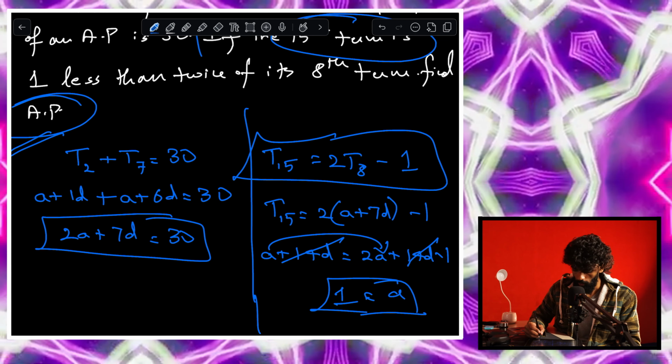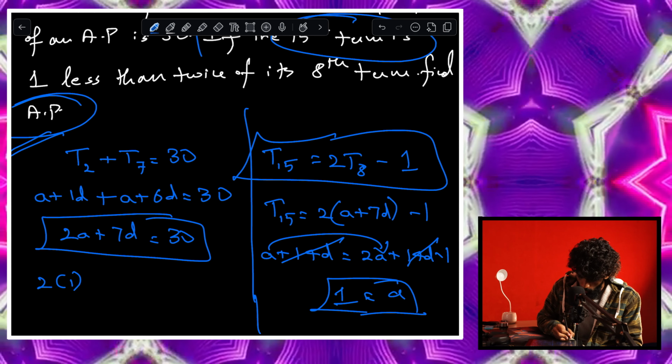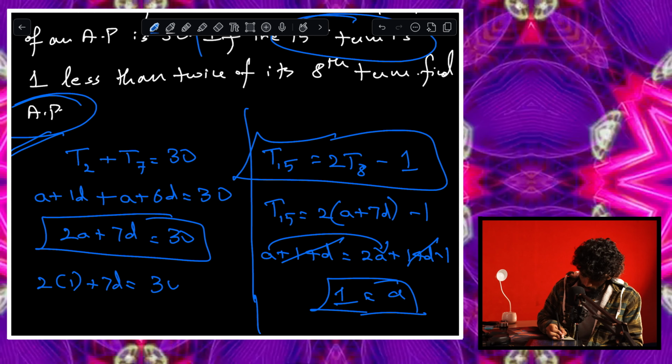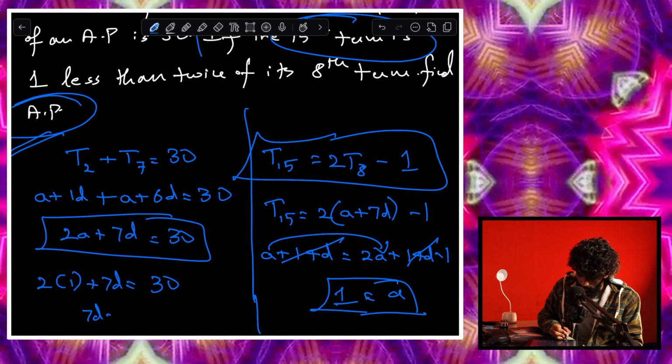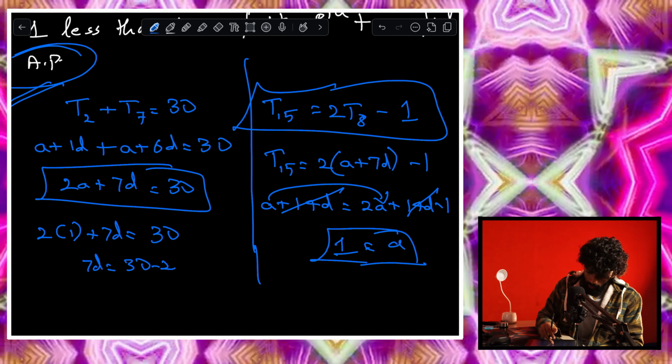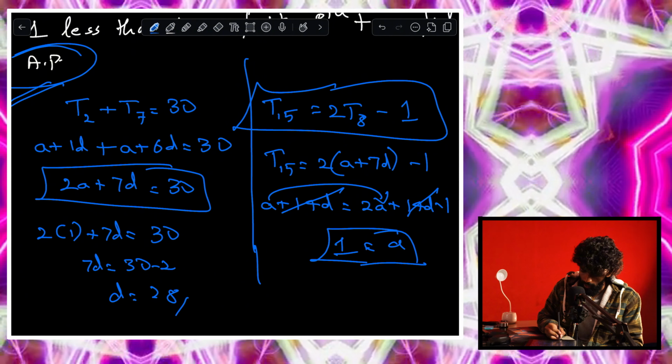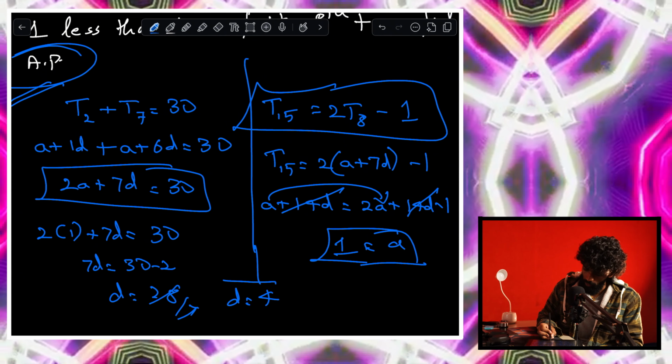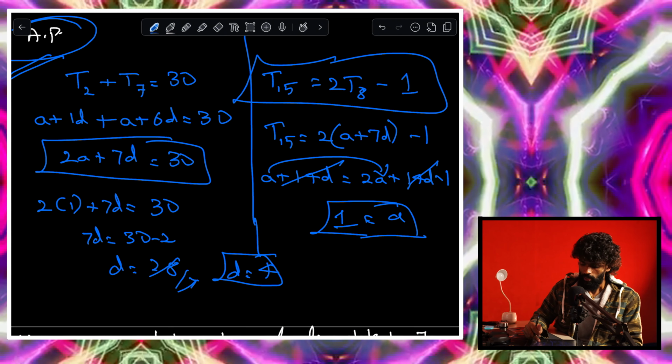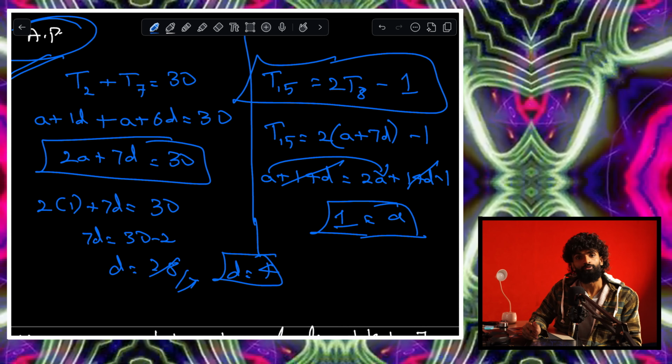So I'm doing that. The value of a equals 1, I'm substituting here. 2 into 1 plus 7d equals 30. So 7d equals 30 minus 2, 28. d equals 28 by 7. The answer for d equals 4. We are not yet done. How do we write the sequence? You start off with the first term and keep adding the difference. That's what I told you.